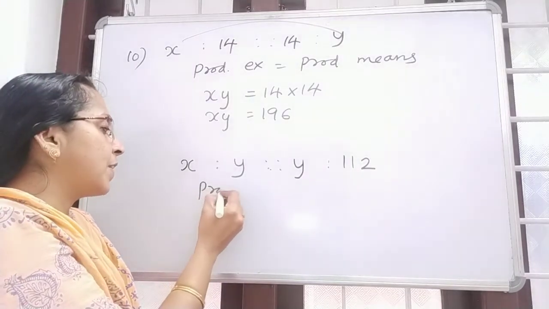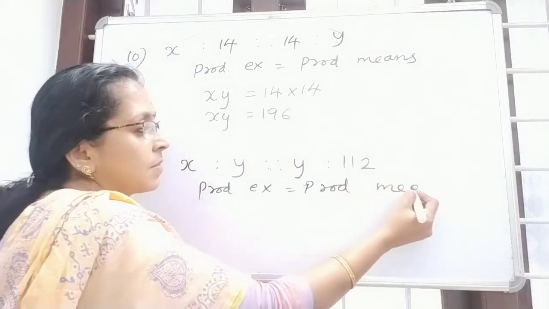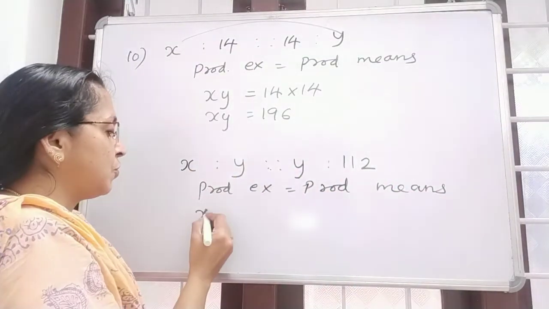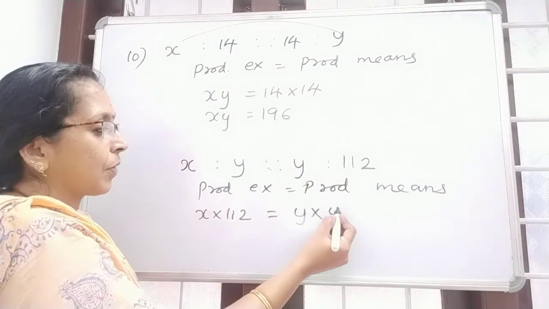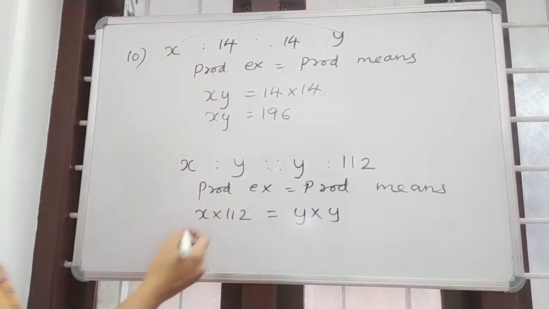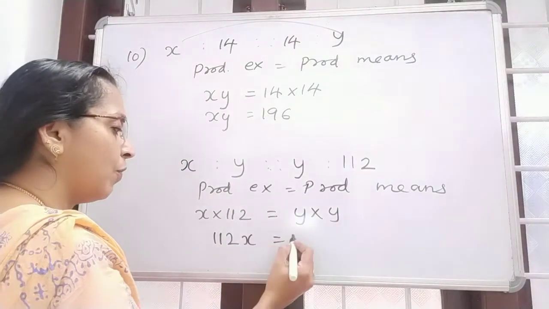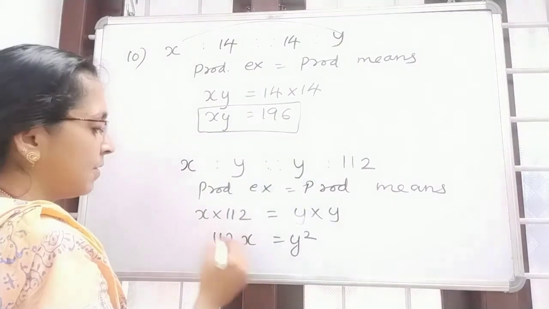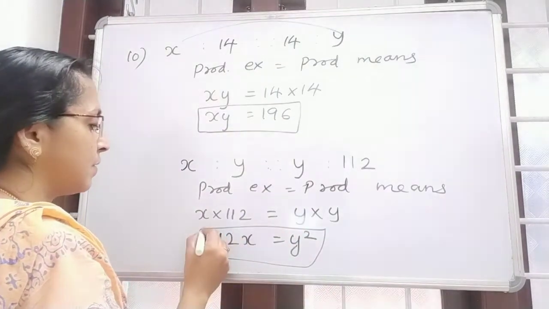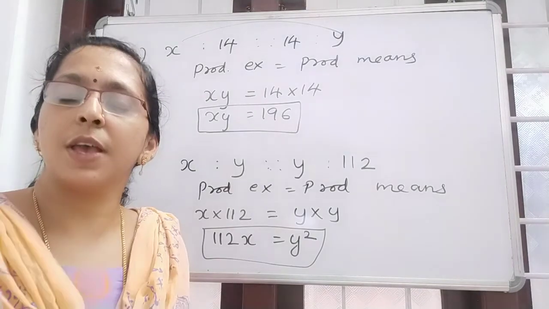That is, product of extremes is equal to product of means. So x into 112 is equal to y into y. That means 112x is equal to y square. So we have xy is equal to 196 and 112x is equal to y square. From these two equations we want to find the value of x and y.